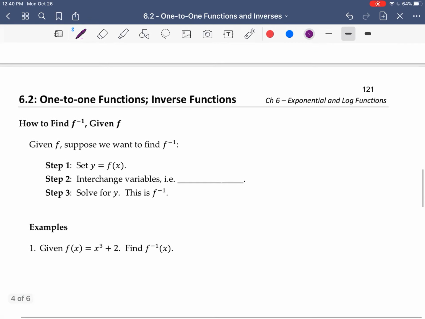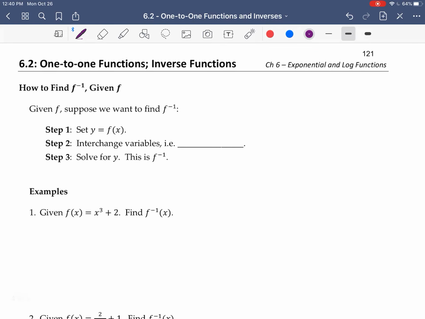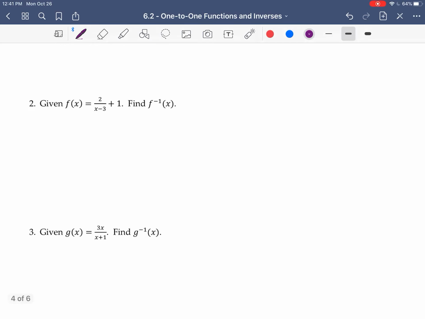Okay, so how do we find f inverse given f? The method, which we often call switch and solve: you set y equal to f of x, so y equals your function, and then you interchange the variables x and y. So you switch x and y, and then you resolve for y, and that gives you the inverse. So I'm going to skip number 1 and do number 2.